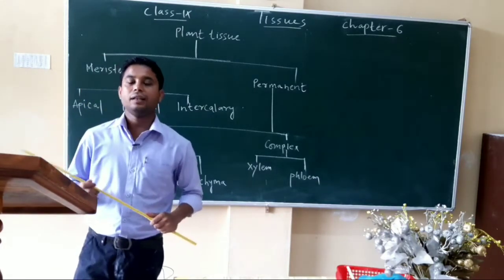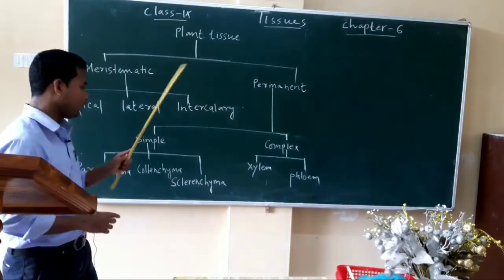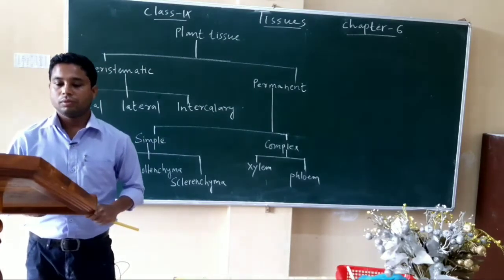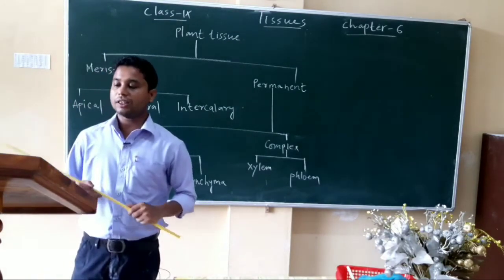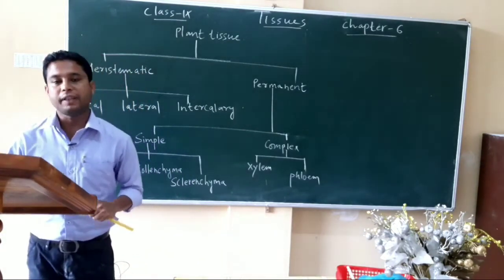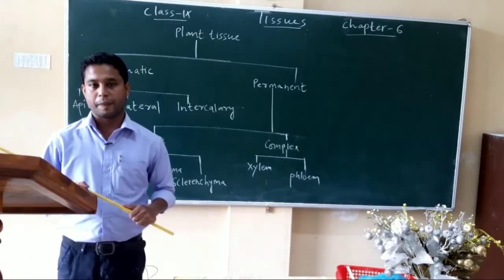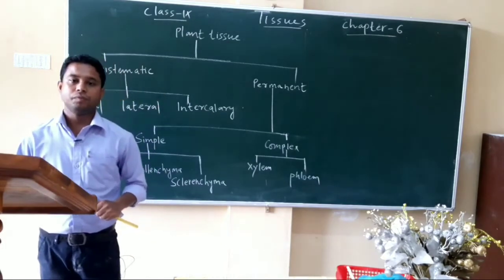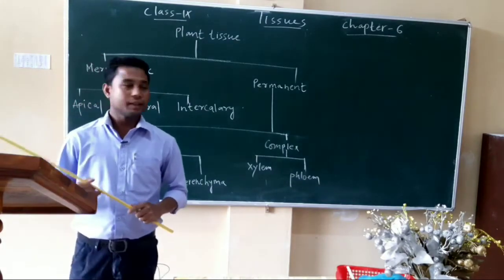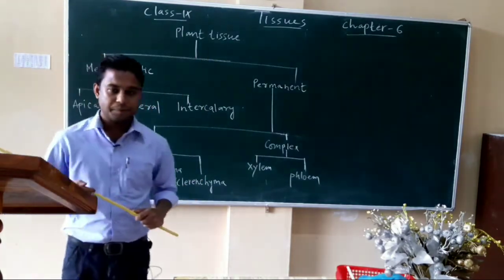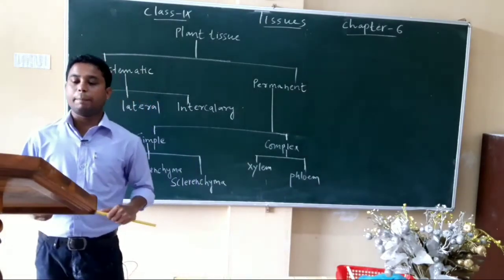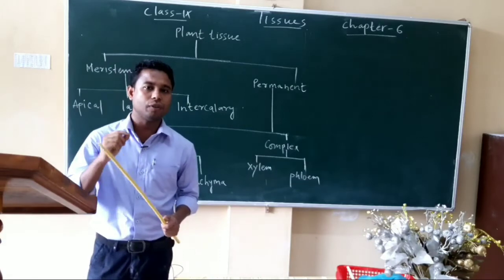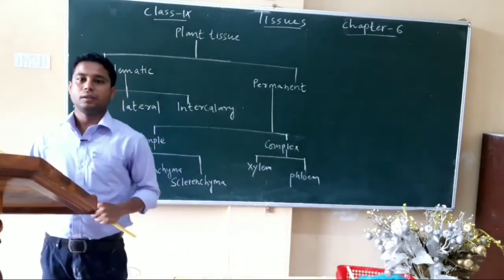The next is lateral. Lateral tissues cause the stem or root to increase in diameter. The next is intercalary. Intercalary tissues are located at the base of leaves or internode.